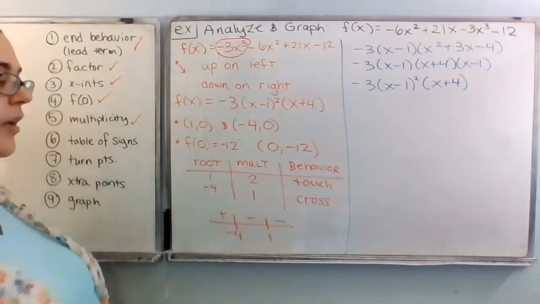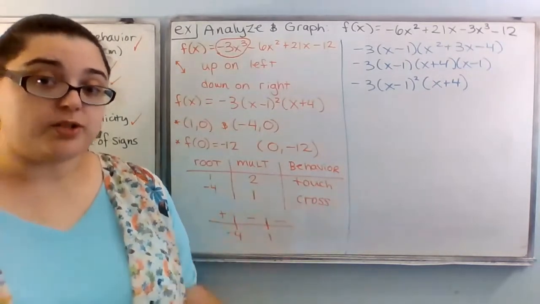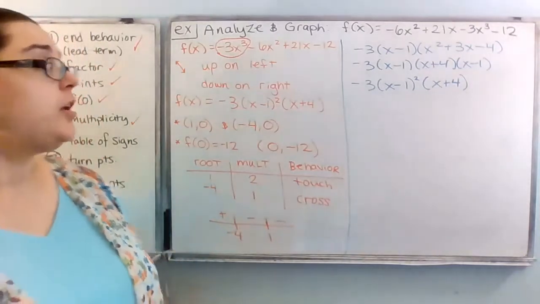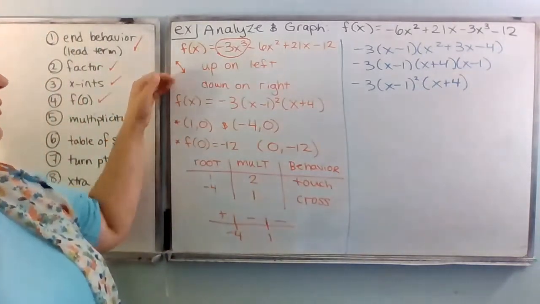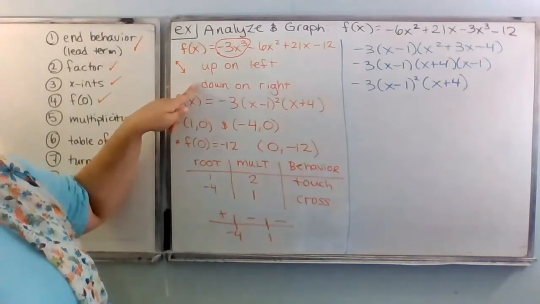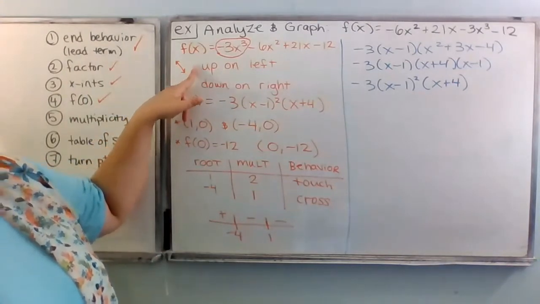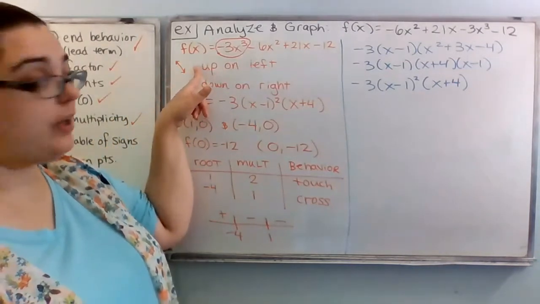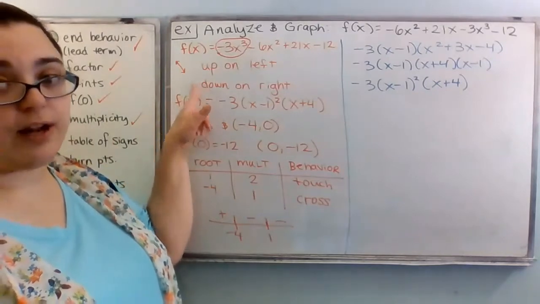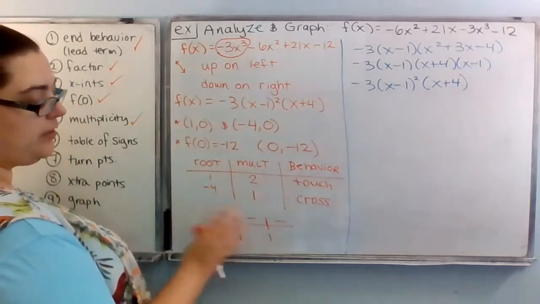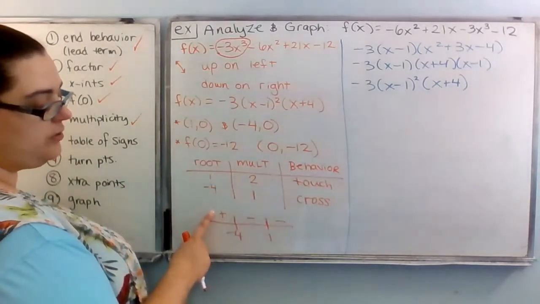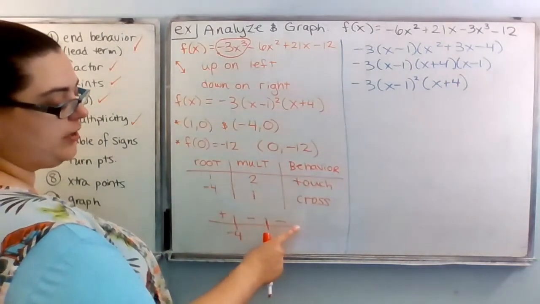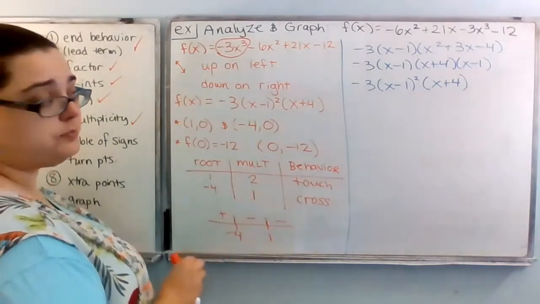Now let's use the other information we found to double check this. We also figured out earlier that this function will go up on the left and down on the right. So that means we should have positive values on the left and negative values on the right. We can see on the left side of this function we have positive values, and on the right side of the function we have negative values. So it'll be going down.